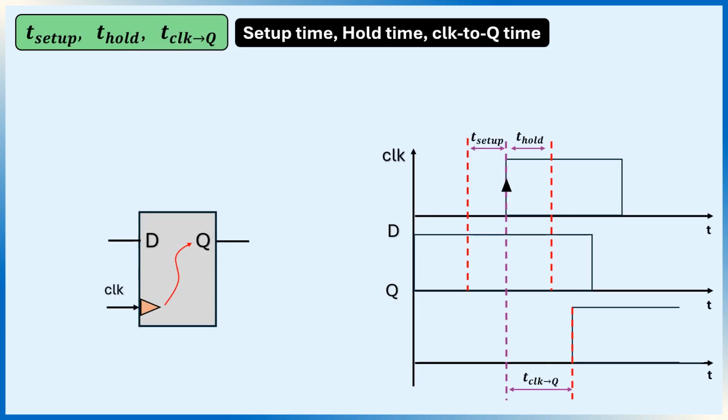In the next video, we will make it more realistic by introducing the timing characteristics of flip-flops: setup time, hold time, and clock-to-Q delay. Once we include those, we will be able to calculate the actual timing constraint used in real FPGA and ASIC designs.